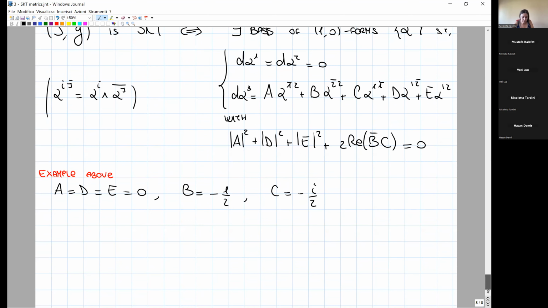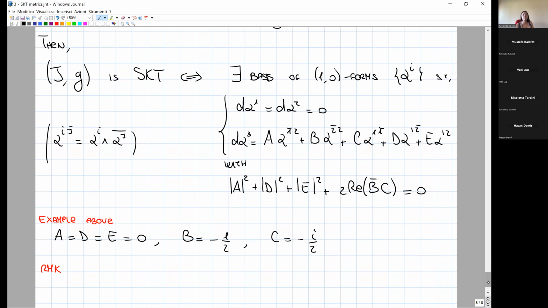Okay. So why is this result important? Because you see here on the left of the equivalence, we have a metric. We have G that is an SKT metric. But on the right, we have just something that depends on the complex structure. It doesn't depend on the metric. So you see on the right-hand side of this equivalence, there's no metric involved. There is just a basis of 1-0 forms, so 1-0 with respect to the complex structure. Okay, and then we have the structure equations that depend just on J.